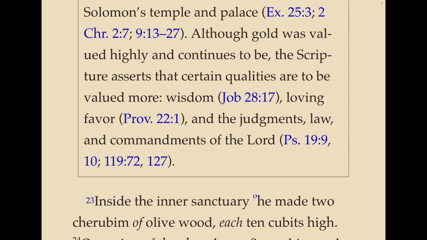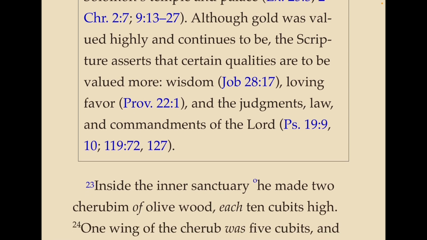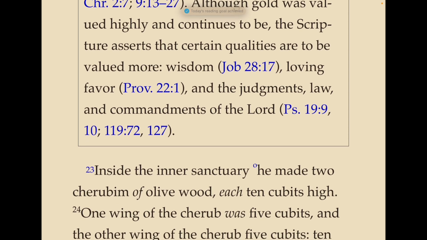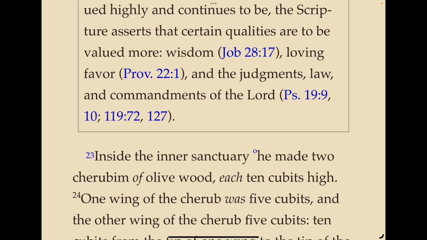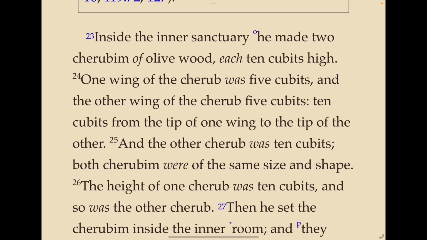Although gold was valued highly, the scripture asserts that certain qualities are to be valued more: wisdom, loving favor, and the judgment, law, and commandments of the Lord. Alright, continuing with verse 23.